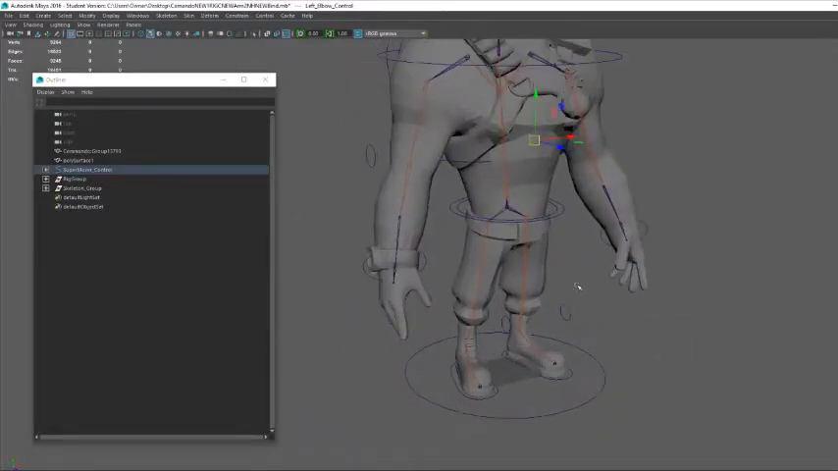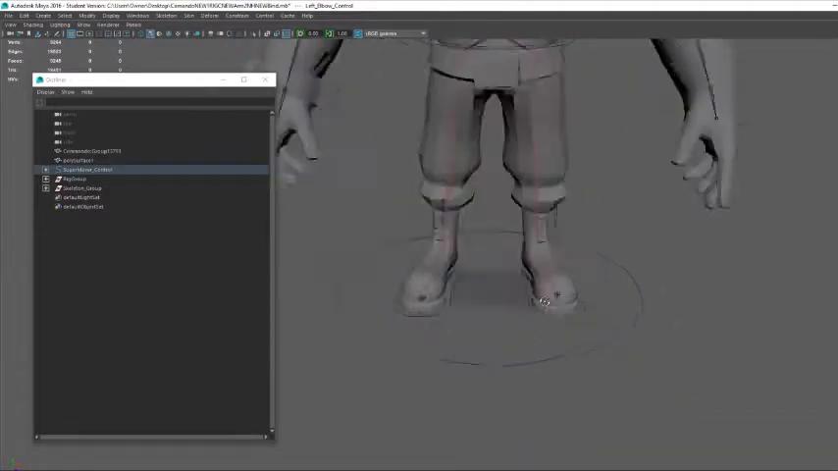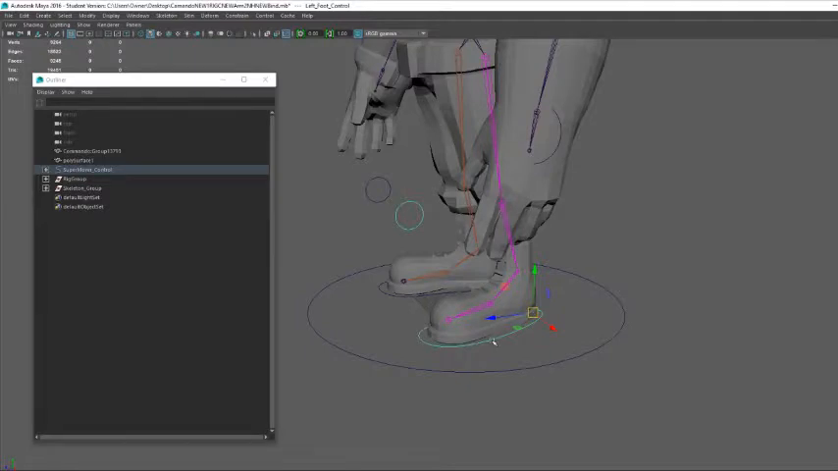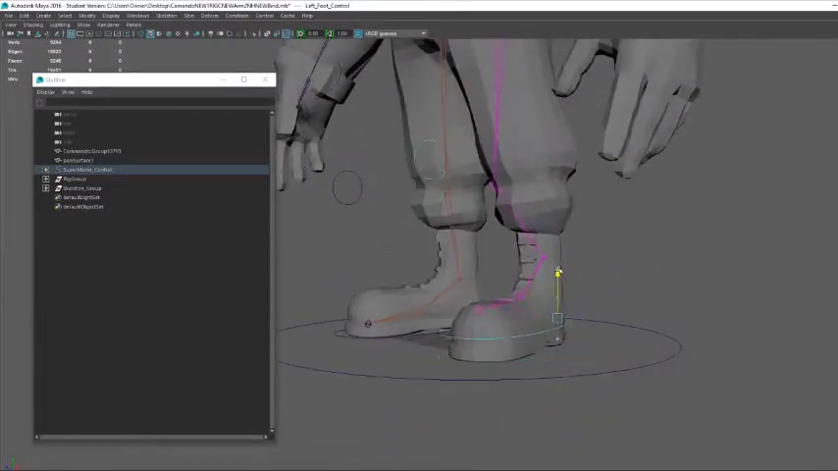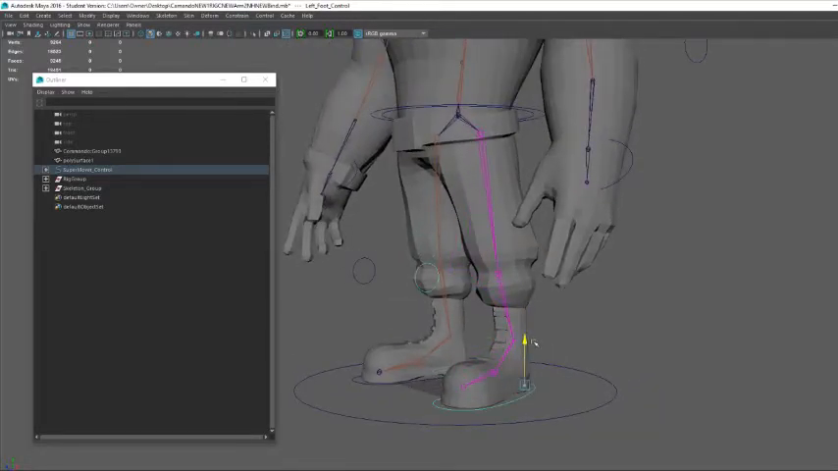Okay, let's talk about the legs and foot now. An IK plane solver was connected from the hip to the ankle to create movement of the knee. I then used a single chain solver from the ankle to the ball and then another one from the ball to the toe of the foot to solve the foot behavior when moved.